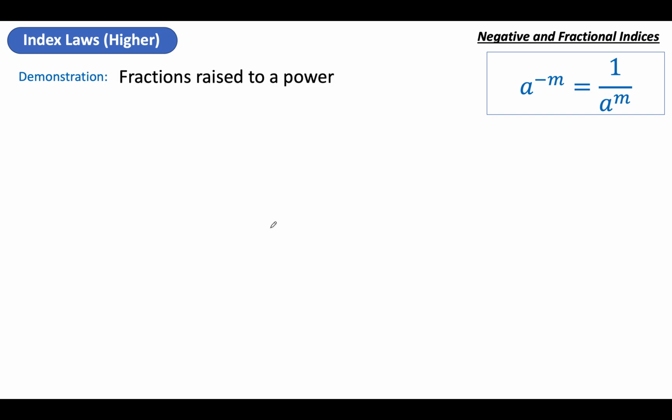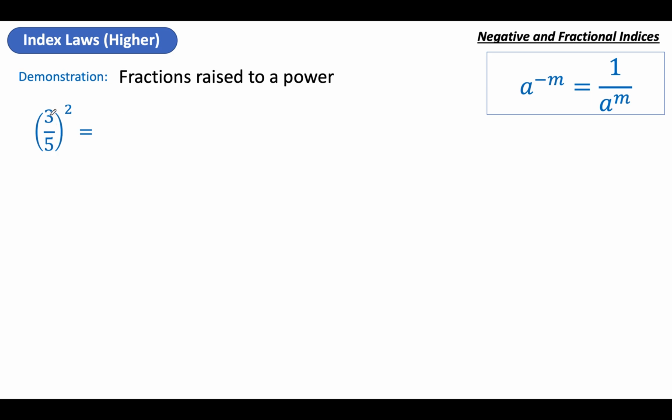Next. What about fractions that are raised to a power? We've kind of seen this before, but a long time ago. Now, I've got rid of the negative powers for now. I'm just going to do it with ordinary powers. What do we think happens here?